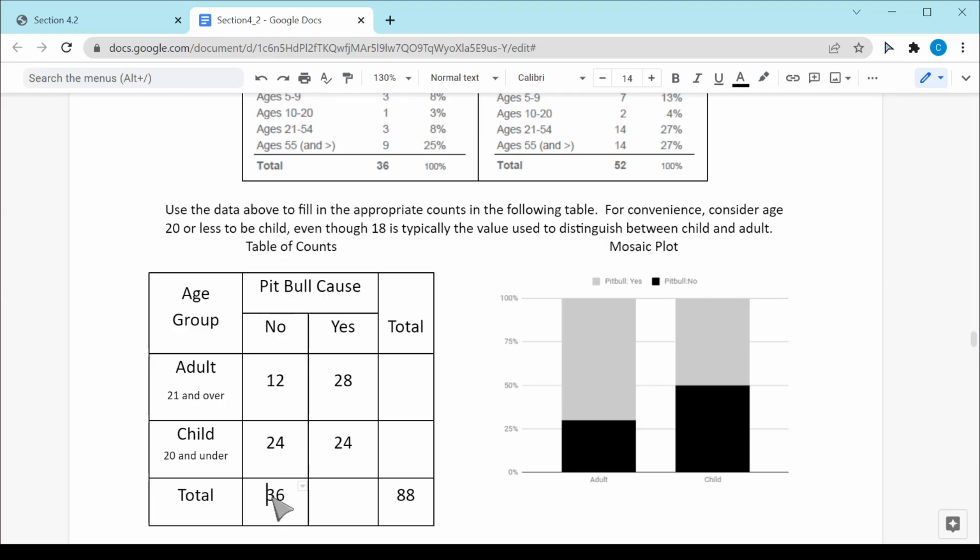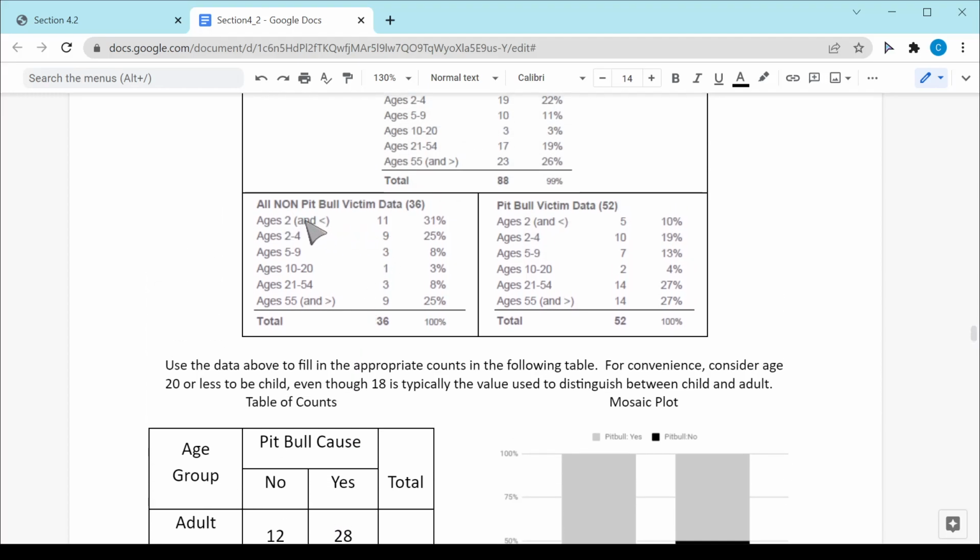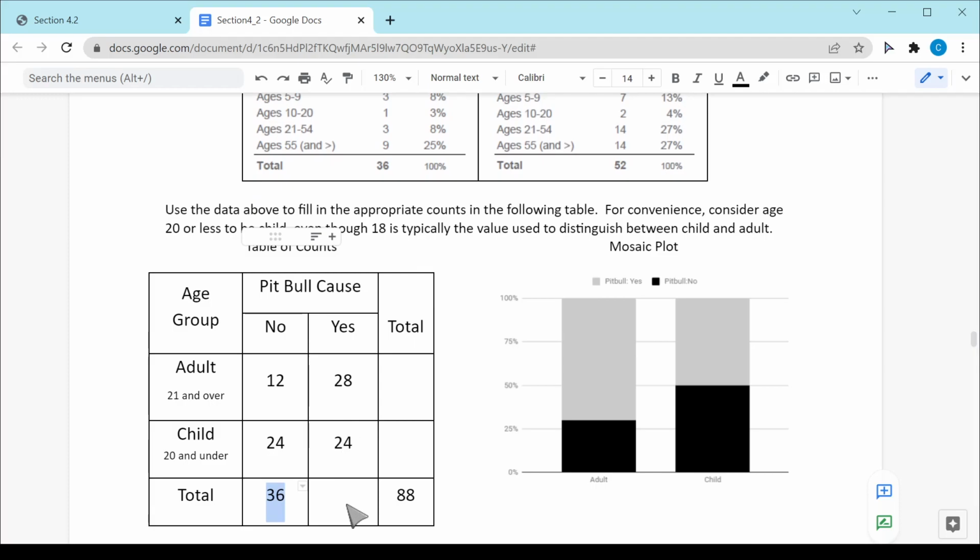So this 36 here should match the non-pit bull victims. And this over here, the 28 and the 24, should add up to the total for the pit bulls here. Looks like I have 48 in that category, and 24 plus 28 is 52. So that's how this table would be created.